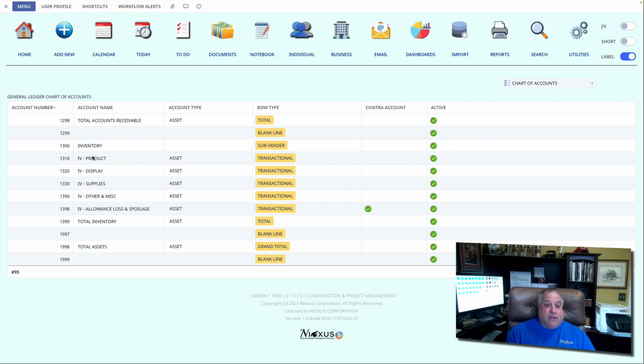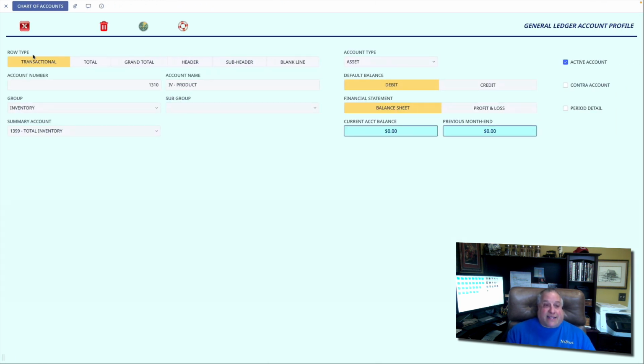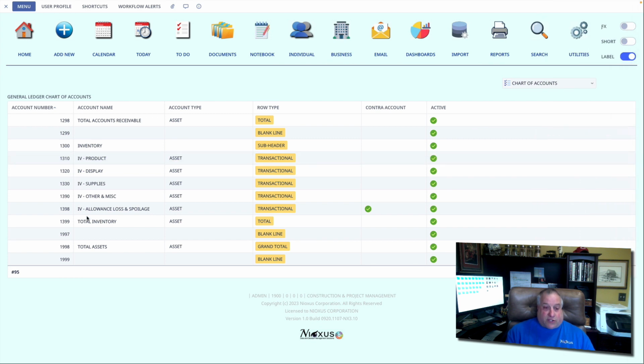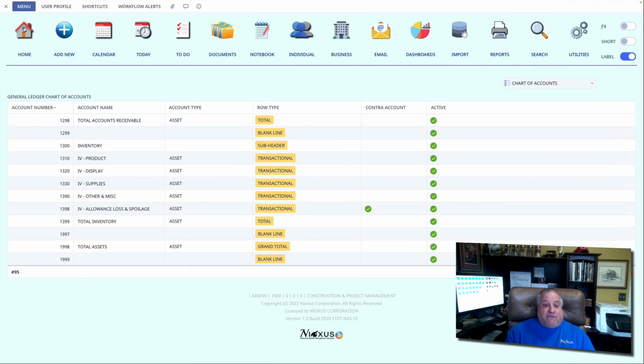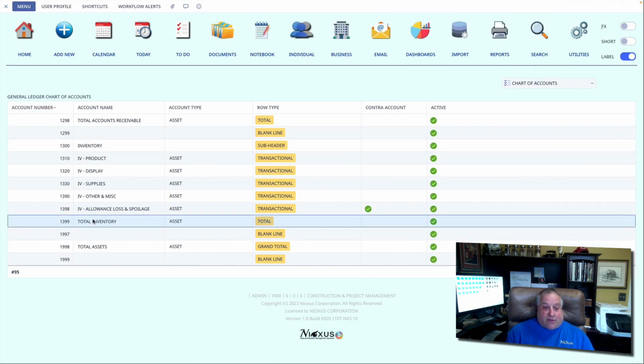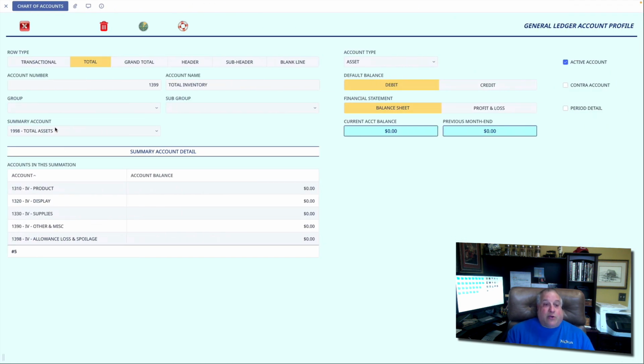We have an inventory account, that's a transactional account. That is summarized in a total inventory account. Here's our total inventory, that's a summary account, a totaling summary. And here are all of the transactional details that roll up to this total inventory totaling account. And then finally, in this totaling account, we roll that up to a grand total, total assets.